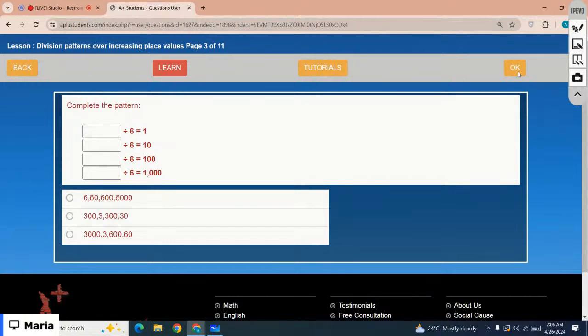Complete the pattern, which is the correct option? Yes, that is 6 divided by 6 equals 1. 60 divided by 6 equals 10. And 600 divided by 6 equals 100. That is option number 1. Very good.